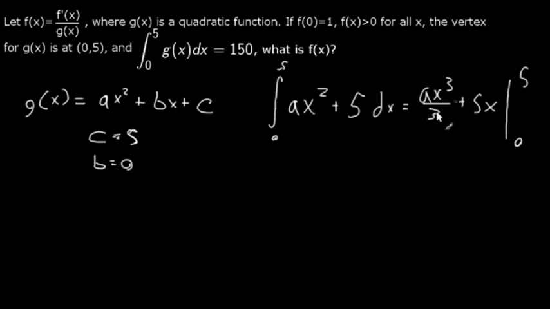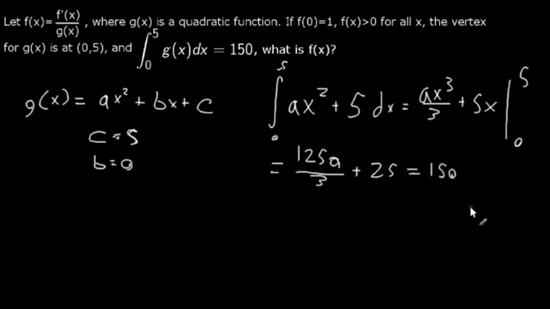So let's just worry about the 5. 5 cubed is 125, so it's going to be 125a over 3 plus 5 times 5, which is 25. And that's what we got from this integral. And remember, this is equal to 150. So we can set this equal to 150, and we now have an equation that we can solve for a.